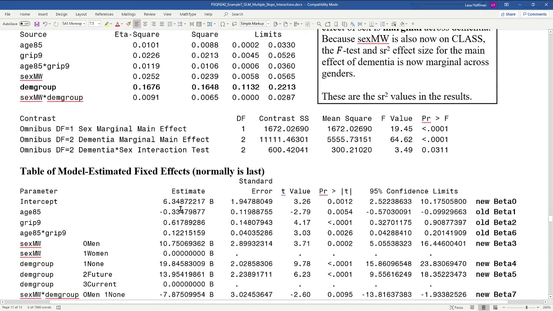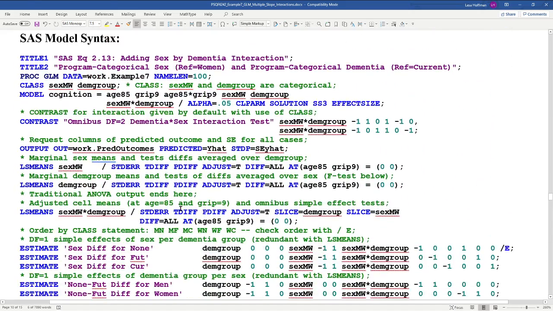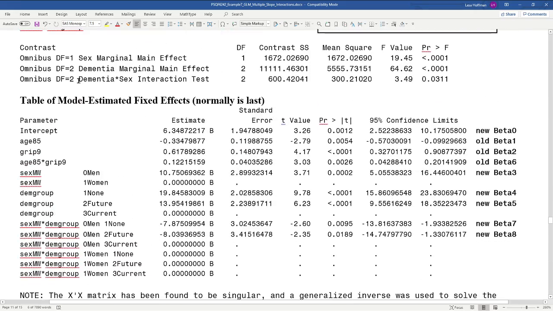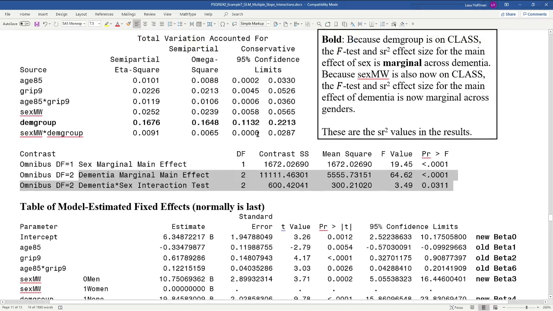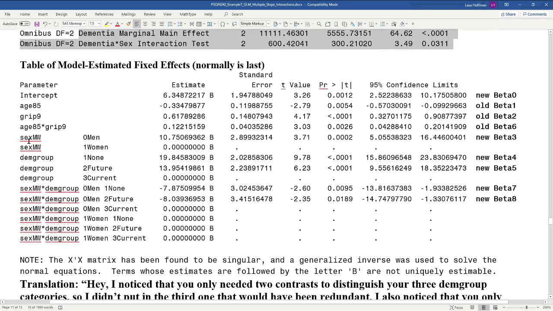Let's see here. I think I may have left off a line of code here for a contrast. I'll have to go back in and add that. So I didn't go to the trouble to ask for these things. I need to look at this giant table.